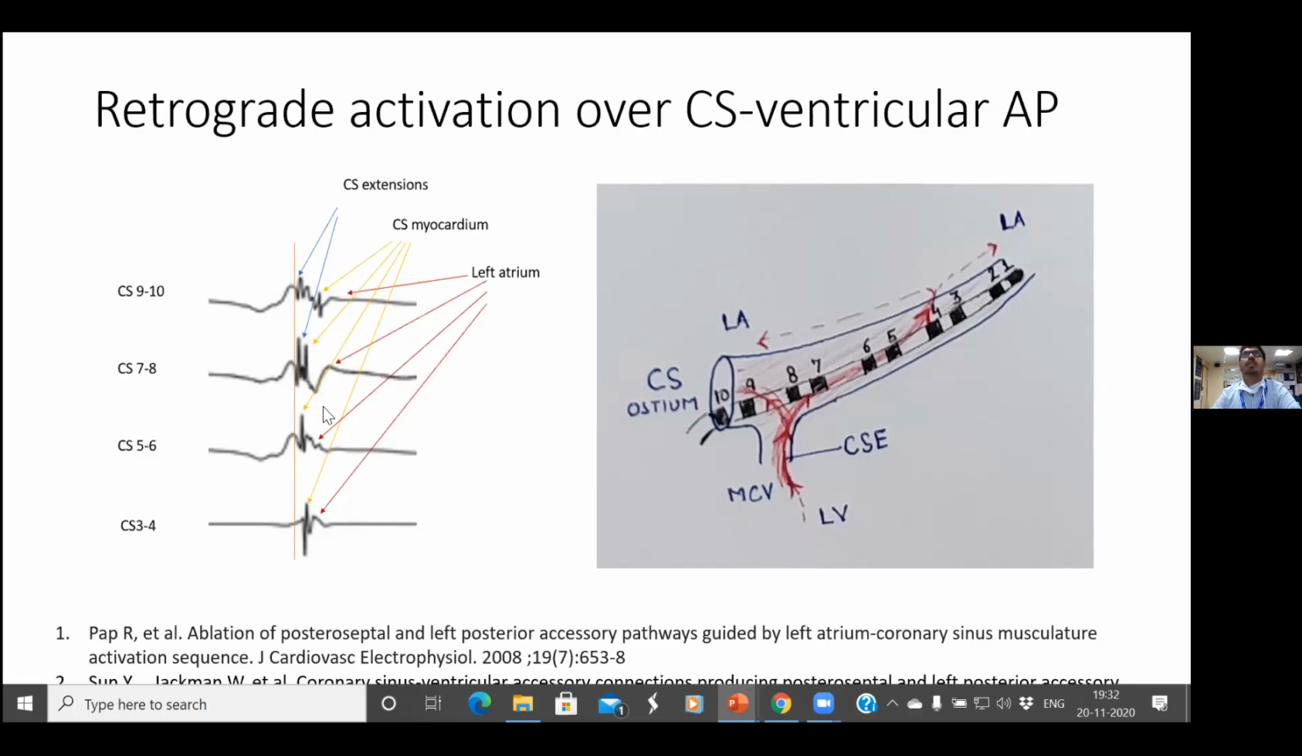And there is a far field potential from the LA. While in the distal electrode, we can see there is only one near field potential and one far field potential. Although in these electrodes also, the CS activation is occurring before the left atrial activation. So all these findings suggest that the activation wavefront is going from the left ventricle to the CS and activating the left atrium after the CS.